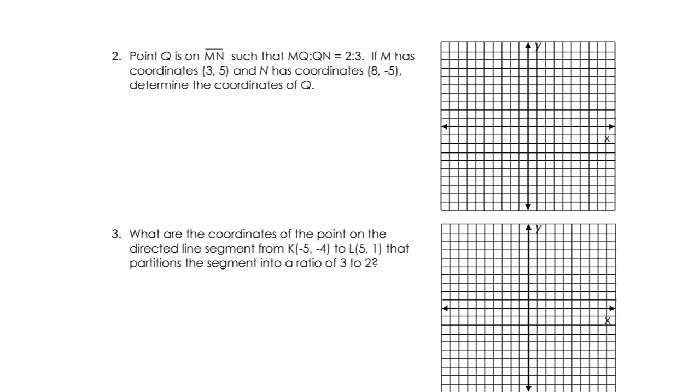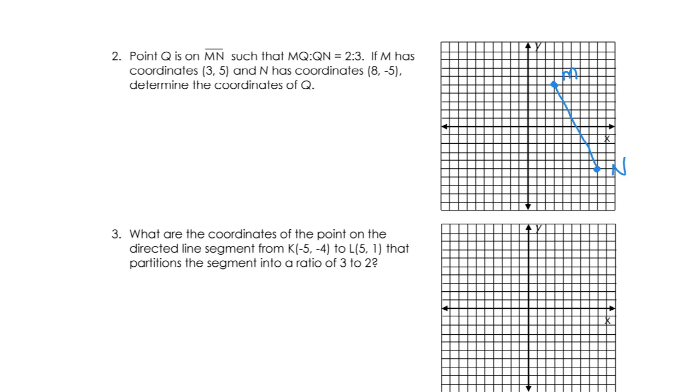Okay, here we go. Number 2 says point Q is on MN such that MQ to QN is 2 to 3. It says if M has coordinates of 3, 5, and this is M, and N has coordinates at 8, negative 5. That's N. They want you to determine the coordinates of Q. So I'm going to go ahead and connect M to N.